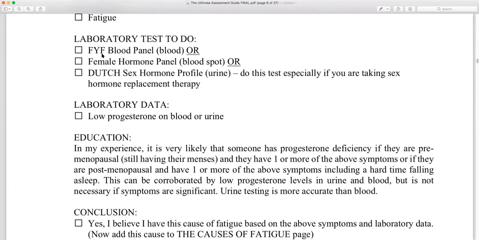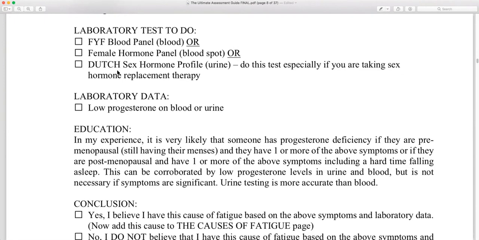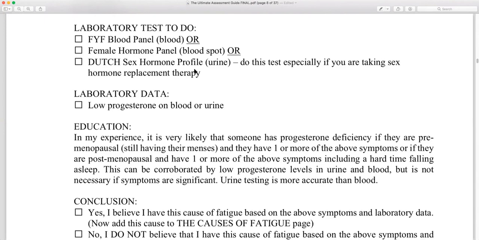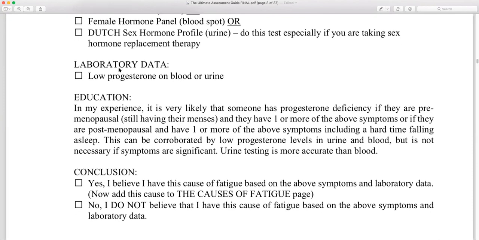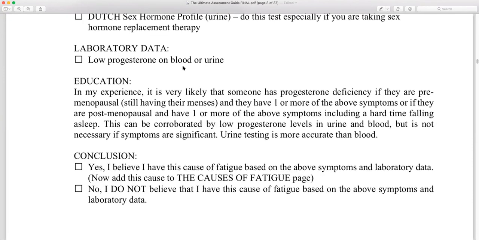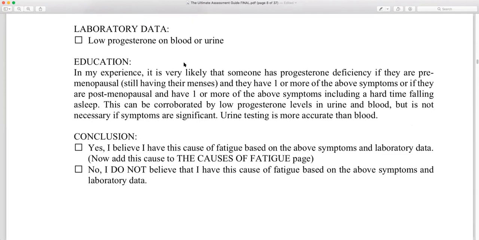So the laboratory tests to do, once again, the blood panel, the blood spot test, as well as the urine test. Once again, especially important if you're taking sex hormone replacement therapy. And then the laboratory data is significant if you see low progesterone on the blood test, the blood spot test, or the urine test. And here's the education.